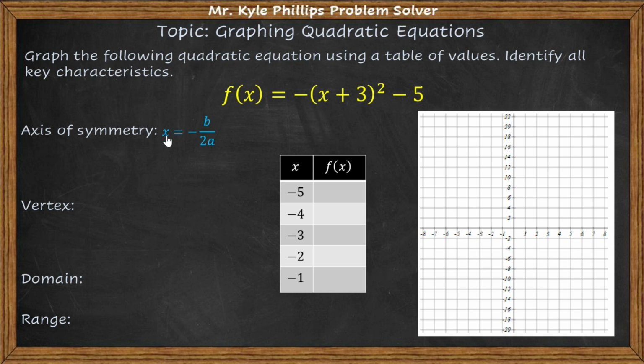Okay, so here we have x equals negative b over 2a. All right, well, how are we going to figure out what the b term is? Because a quadratic is written like this: ax squared plus bx plus c.